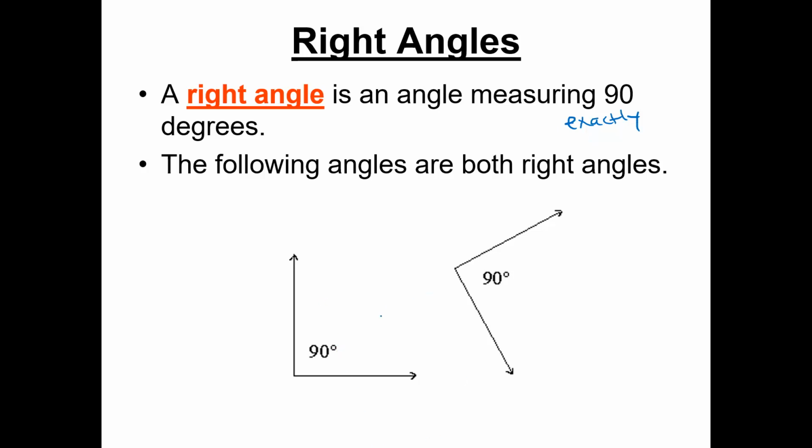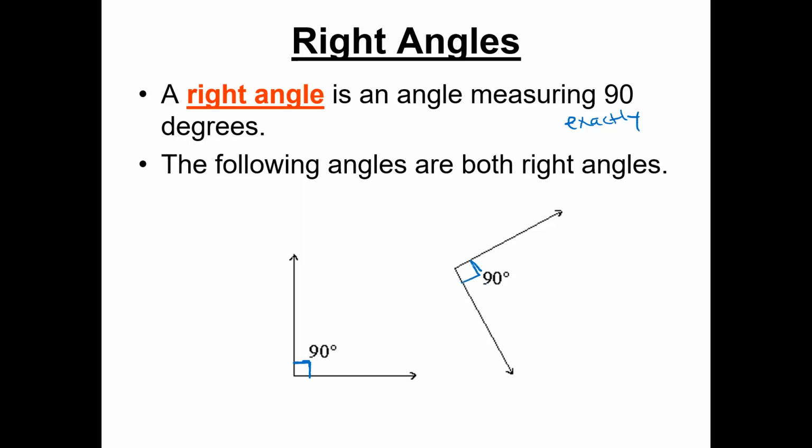As you can see here, we have two examples. Although we cannot see whether it's really 90 or not, you should use a protractor or some other tool to measure angles. But if you have a question and the information states that it is a right angle, that means the measurement of this angle is 90 degrees. Most of the time you will see this sign here, and if you see this sign, it means that this is going to be 90 degrees.